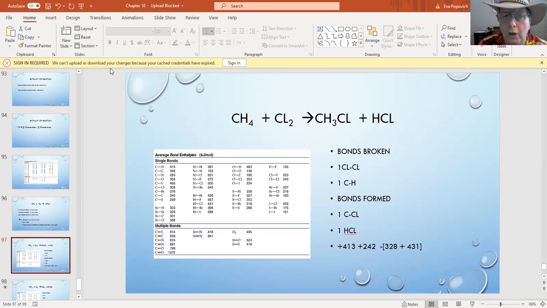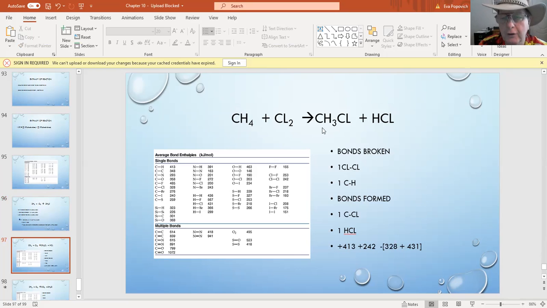Jasmina, I'm looking at my CH4. How many carbon hydrogen bonds are broken to do this reaction? 4. And the Cl? Just 1. So I'm going to look at my chart. I'm going to say, okay, my CH, 413. So my bonds broken, 4 times 413 for the methane and 1 times 242 for the chlorine.